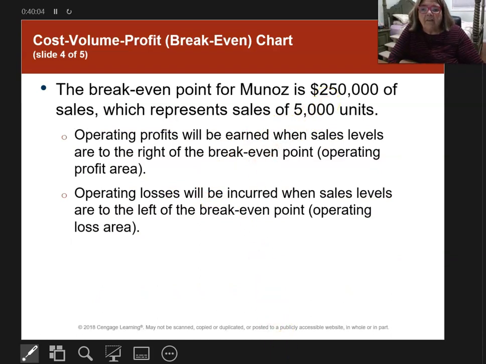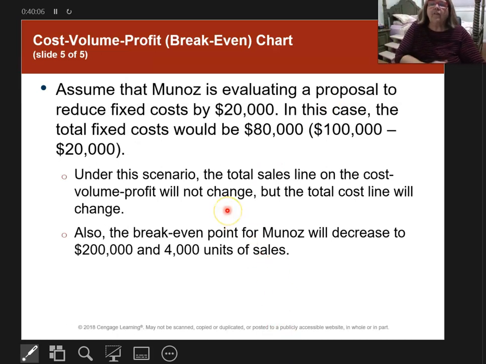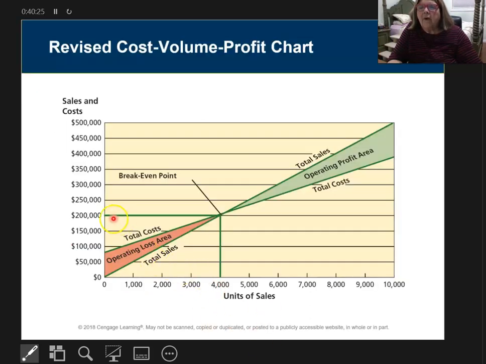Now, given all this, then I can also look at other things. So when I'm looking at other proposals that are going to reduce fixed cost, I can redo the numbers again based upon this, because now I'm trying to reduce fixed cost by 20,000. That means it's going to be 80,000. And so here's what's going to happen: when I do that, my sales, I only have to make 200,000 and 4,000 units. This is my break-even point because I actually reduced some of my cost.